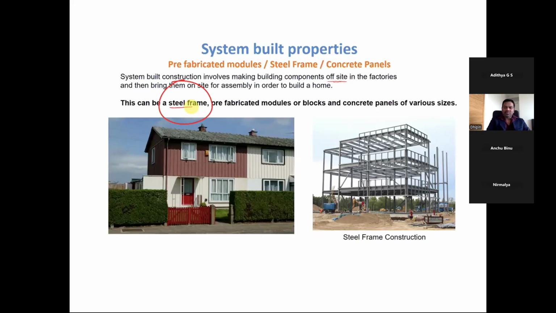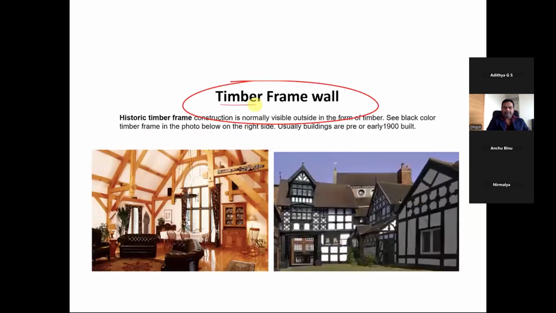And this has its own advantages and disadvantages too, in terms of heat loss and how the energies are being calculated. So this is timber frame wall. Mostly you would have seen it in the 80s, 90s movies, and it has a big history. So yeah, timber frame construction is normally visible outside in the form of timber.